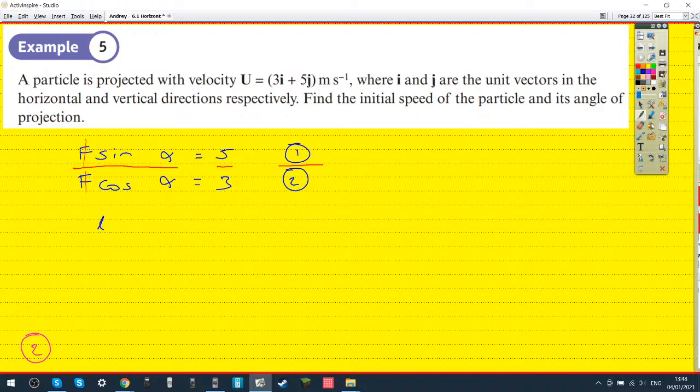And so I need to do arctan of 5/3. And I get 59.0. Okay. Initial speed.